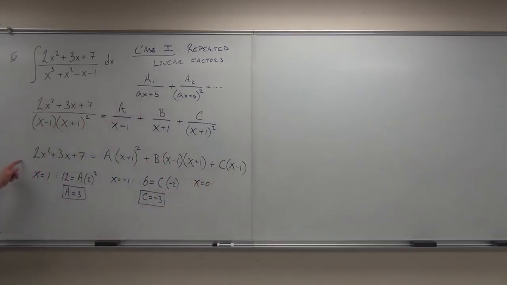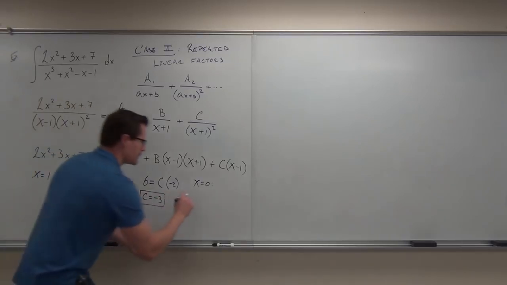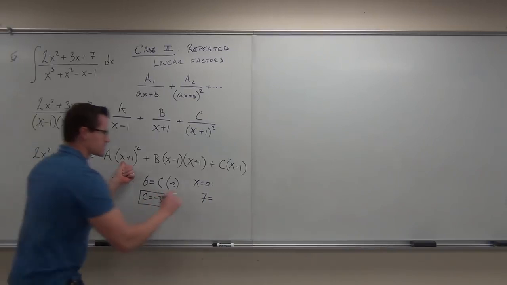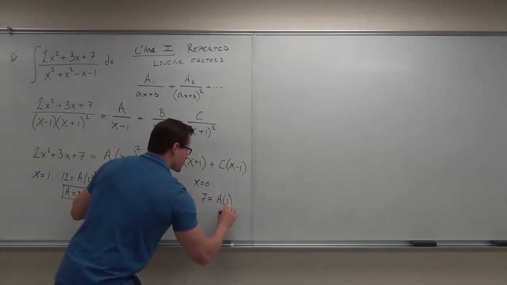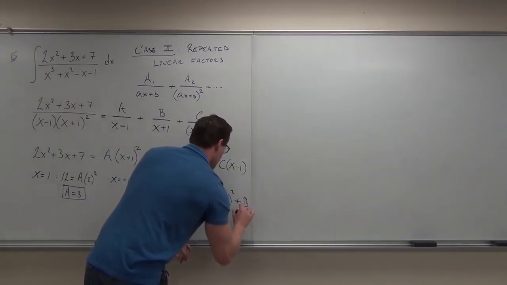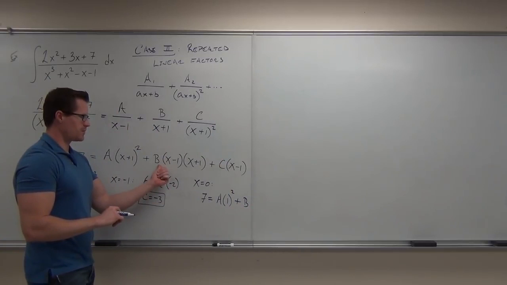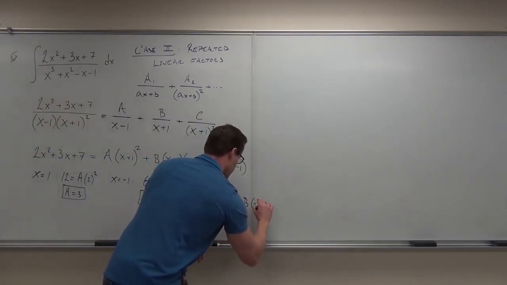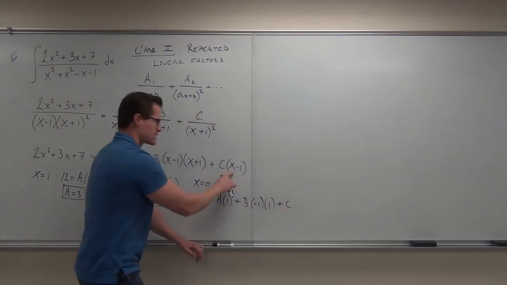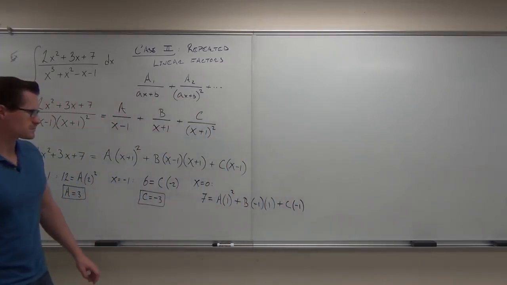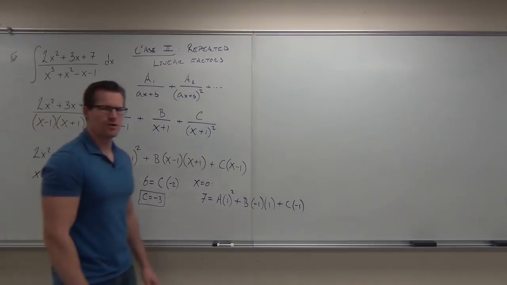Check it. If I plug in x equals 0, what happens on the left-hand side? 7. If I plug in x equals 0 over here, well, all I'm going to get is a times 1 squared, or a times 1. Then I'm going to get b times, let's plug in 0 here. If I plug in 0, I'm going to get negative 1. I'm going to get positive 1. Plus, if I plug in 0 here, I'm going to get c times negative 1. Ladies and gentlemen, did you follow that?